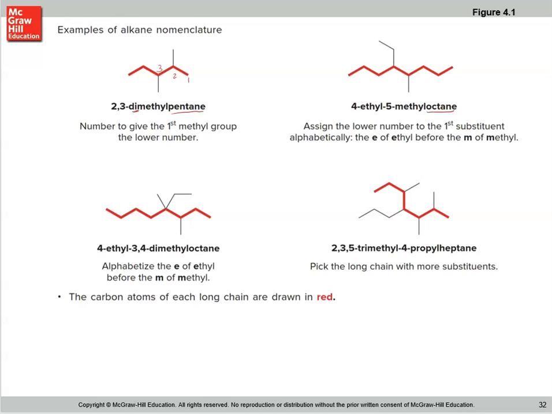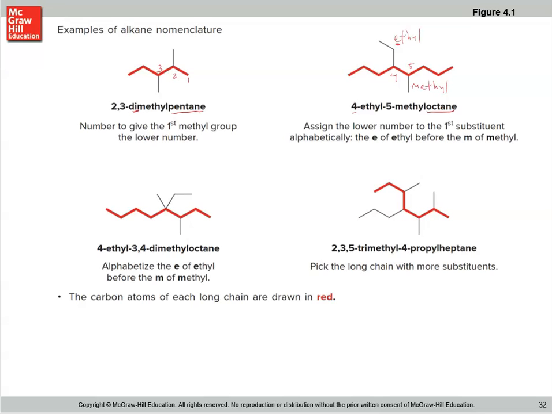So that's our base of that compound. If I count from left to right, I have 1, 2, 3, 4, and 5, versus 1, 2, 3, 4, and 5 from the other side. Now we're going to give the ethyl group the 4. Ethyl is alphabetically first, so I'm going to give that the 4 and the methyl group the 5. So 4-ethyl-5-methyl octane.